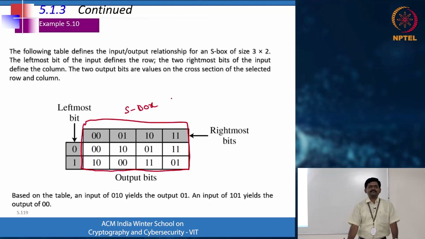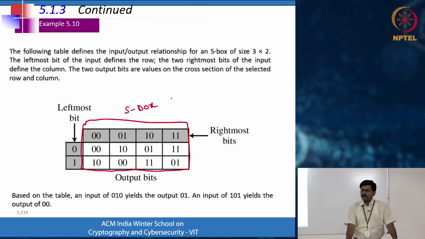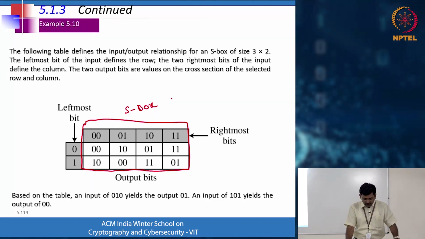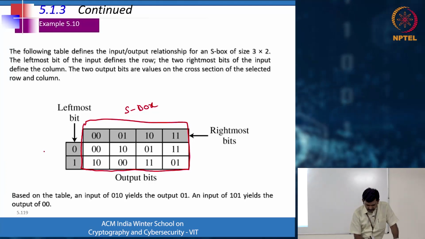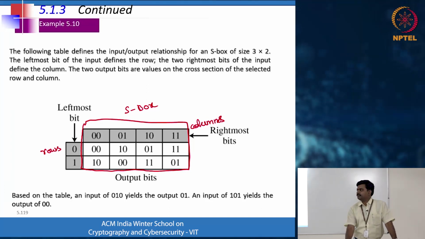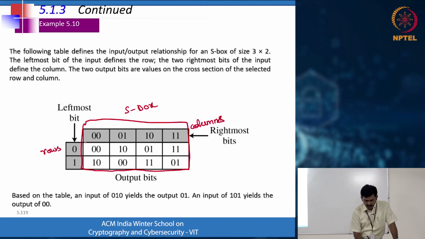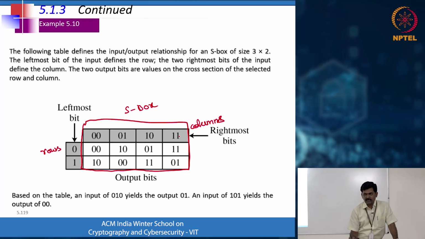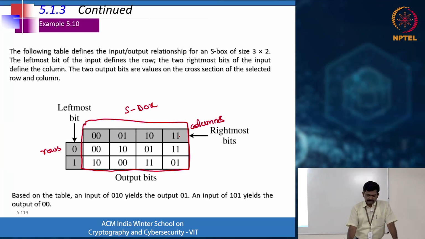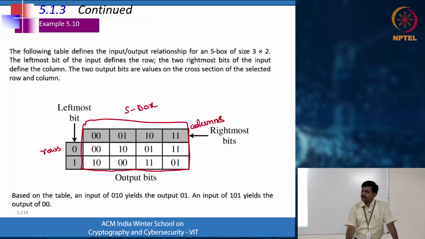This is my box. I call it an S box. If you see this S box, it has rows and it has columns. It has rows, it has columns. So rows 0, 1, and columns 00, 01, 10, 11. This is a kind of an S box.